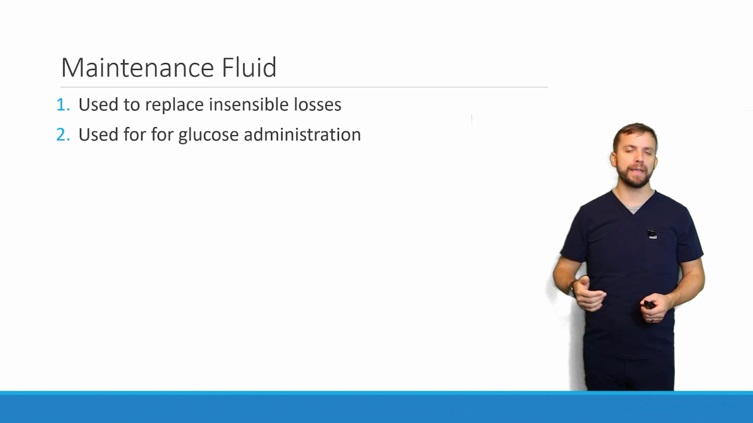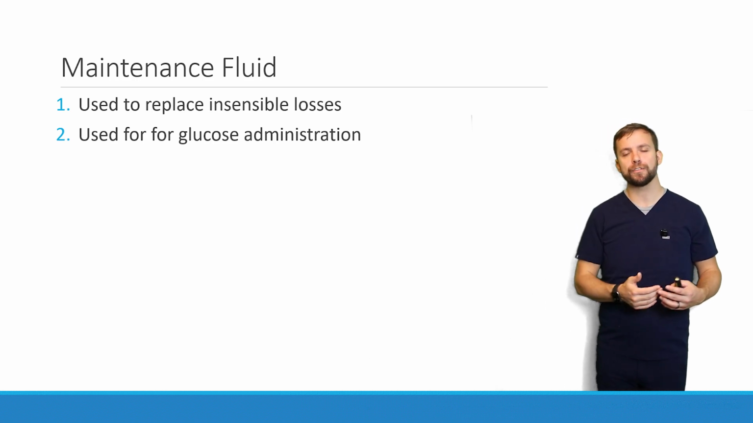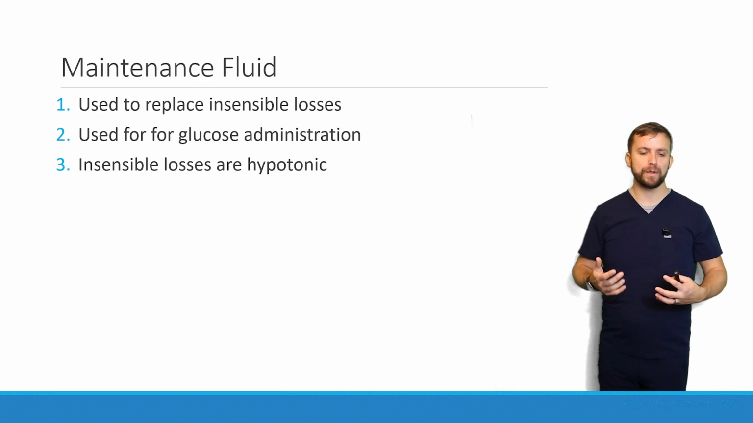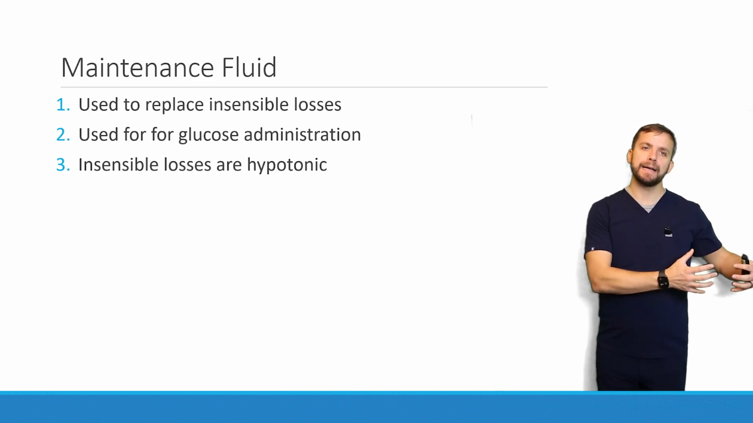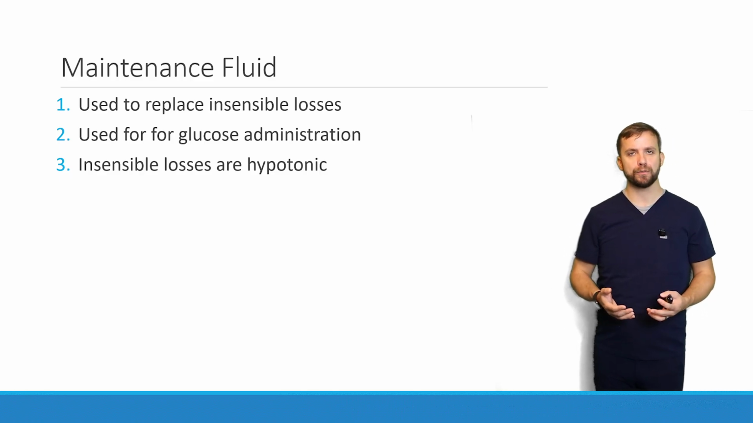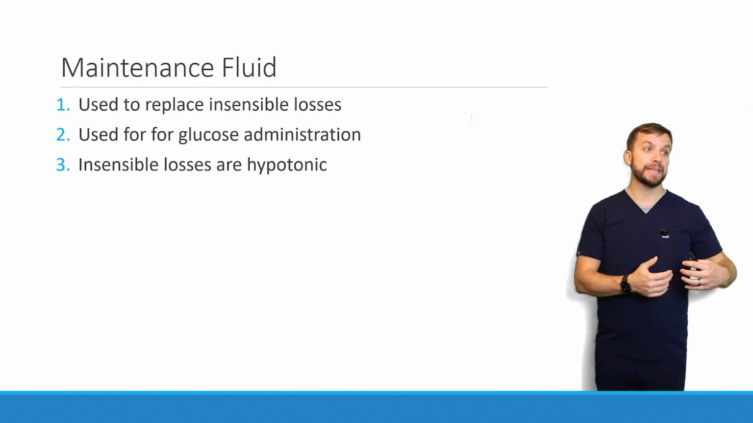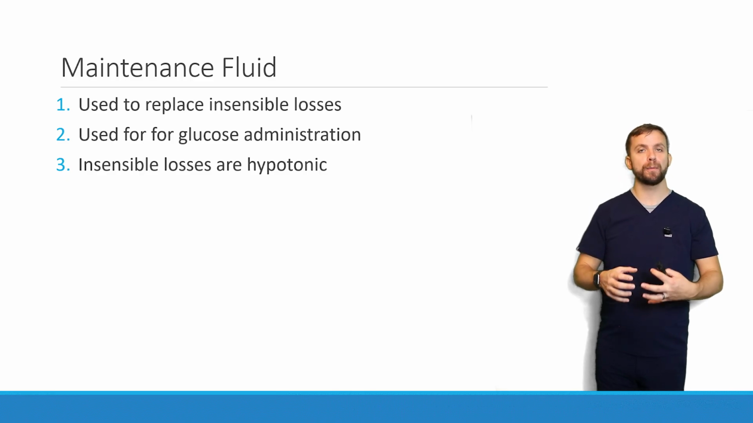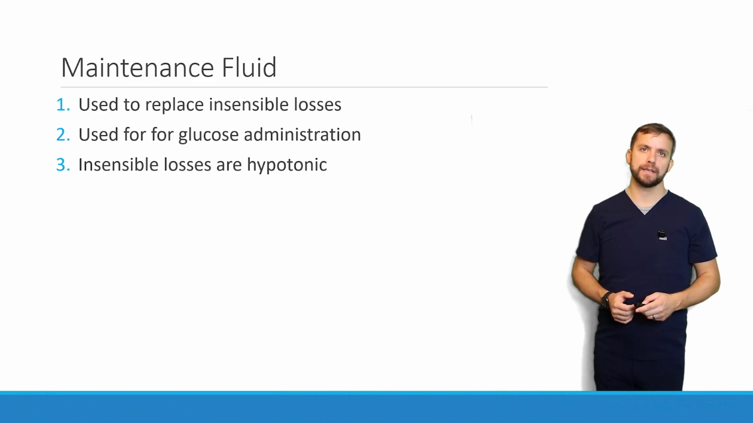We also talk about maintenance fluids for glucose administration if someone is NPO. We'll talk about what kind of fluid we're going to give them. Now, keep in mind, insensible losses are hypotonic. So whenever you give somebody maintenance fluid, it should also be hypotonic. So if you need something like half normal saline, because if you're truly using it just for maintenance fluids, it should be hypotonic in nature.